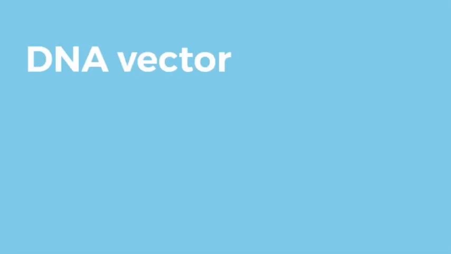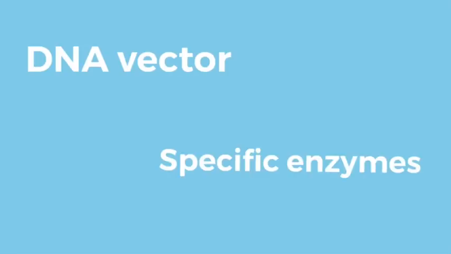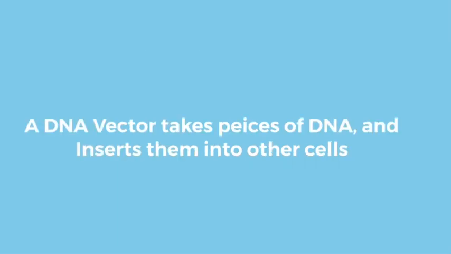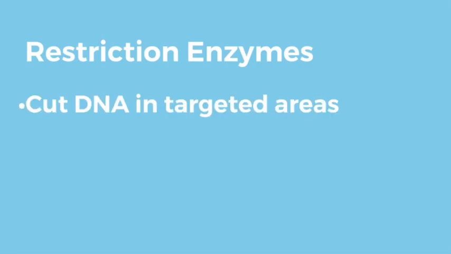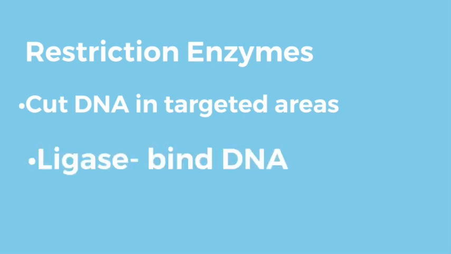To create genetically modified insulin, a DNA vector and specific enzymes are needed. A DNA vector takes pieces of DNA and inserts them into other cells. Viruses and plasmids can act as vectors. The enzymes that are required are called restriction enzymes, which cut DNA in targeted areas rather than just random places. And also required are ligase enzymes, which combine pieces of DNA together.